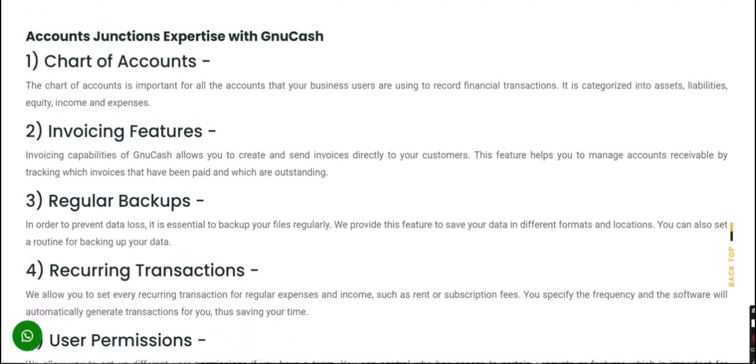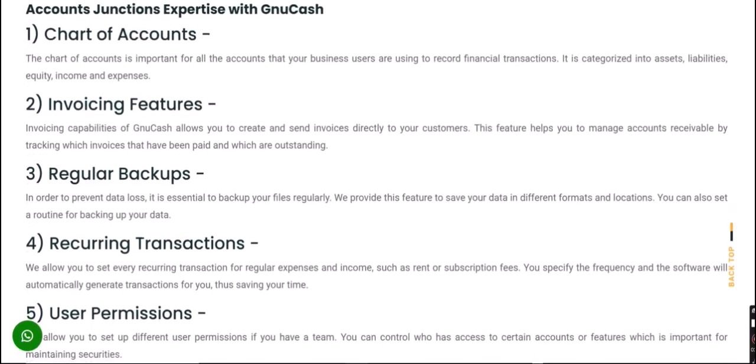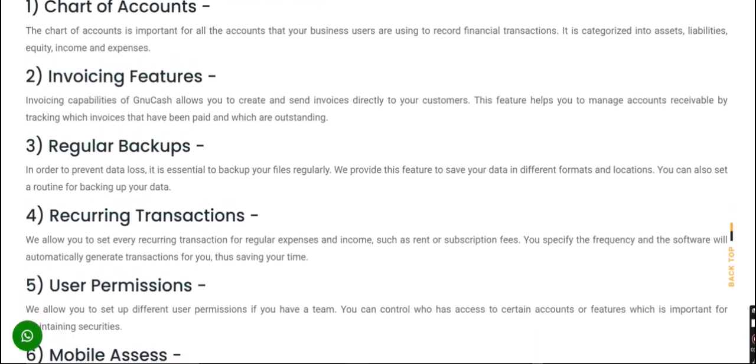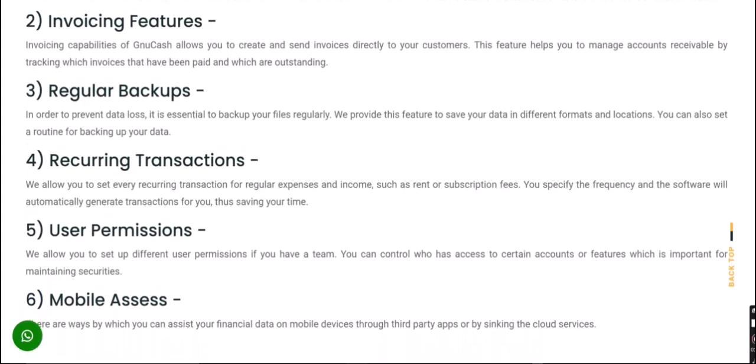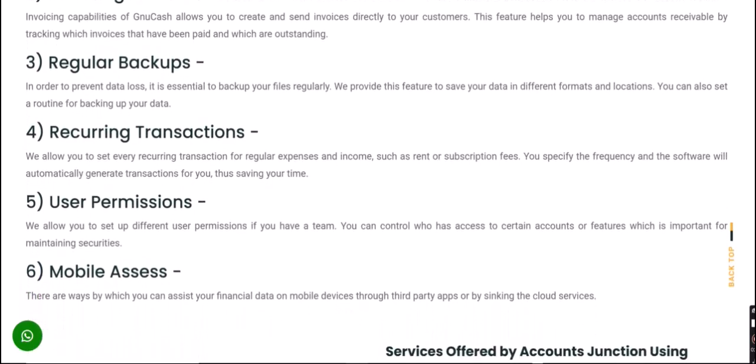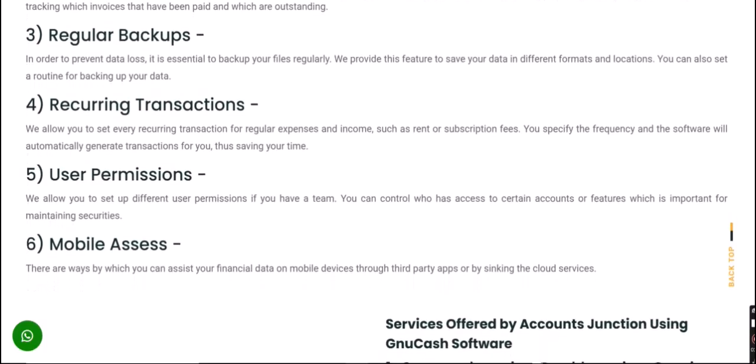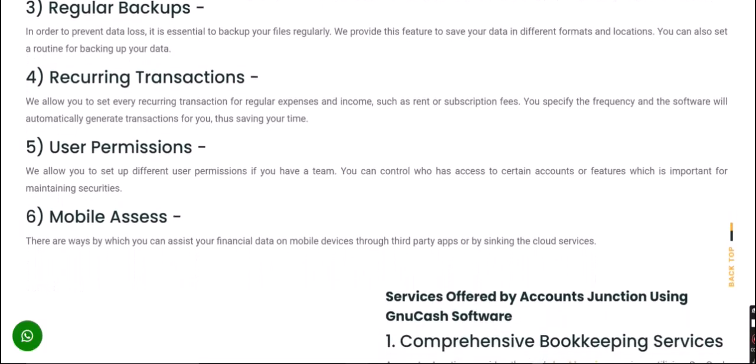For personal finance in GnuCash. When using GnuCash for personal finances, equity primarily represents your net worth. The core equity accounts you'll encounter are often opening balances. This is a crucial account.